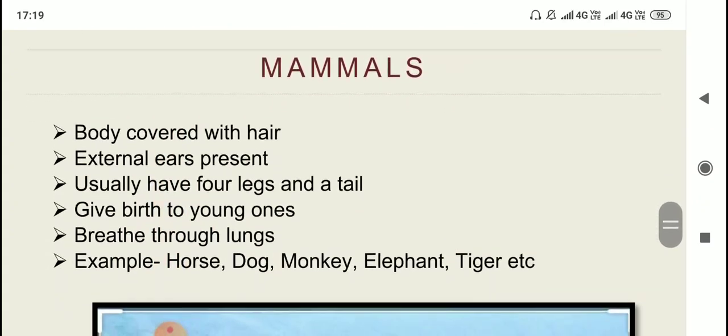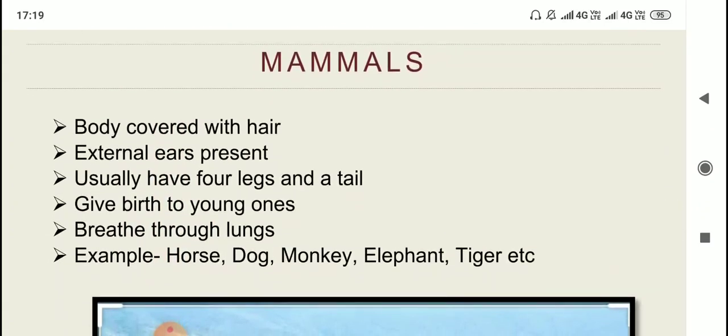Now moving on to mammals. Now we all are mammals. So we have some unique characteristics.